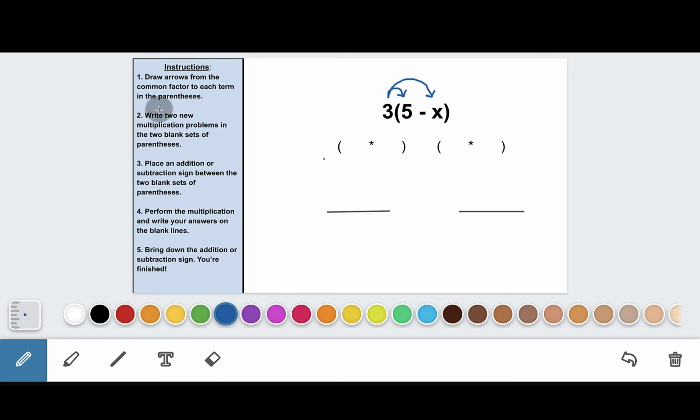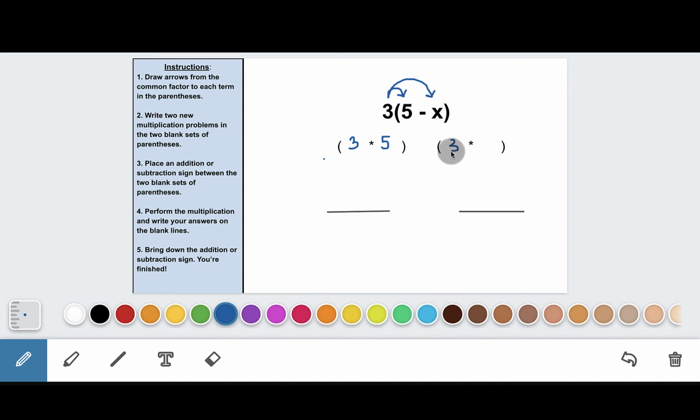Let's read the instruction. 2. Write 2 new multiplication problems in the 2 blank sets of parentheses. So here are our blank sets of parentheses. We're going to write 2 new problems. The first one is going to be 3, and I'll just draw it. 3 times, that's what the asterisk means, 3 times 5, the first term inside the parentheses. Now I'm going to move to my second set of parentheses. I still have 3, that I'm following the second arrow.